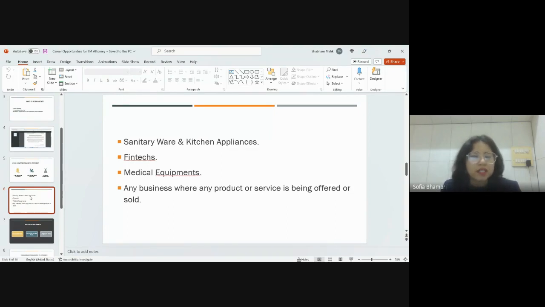Then there are kitchen appliances. Now, fintechs also are here. Medical equipment, we have already spoken about them. Well, and any business where any product or service is being offered or sold.